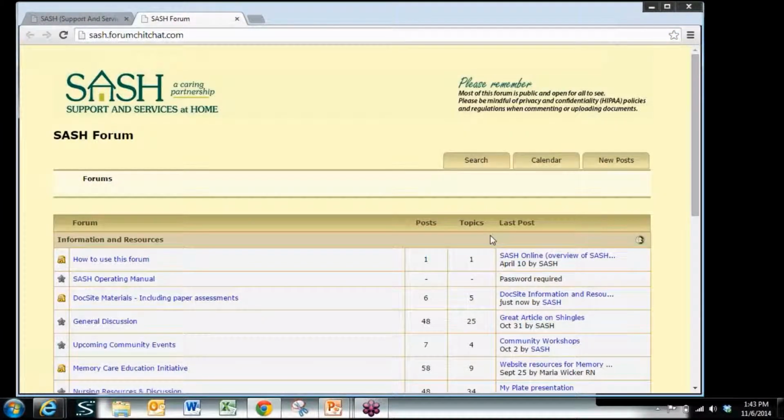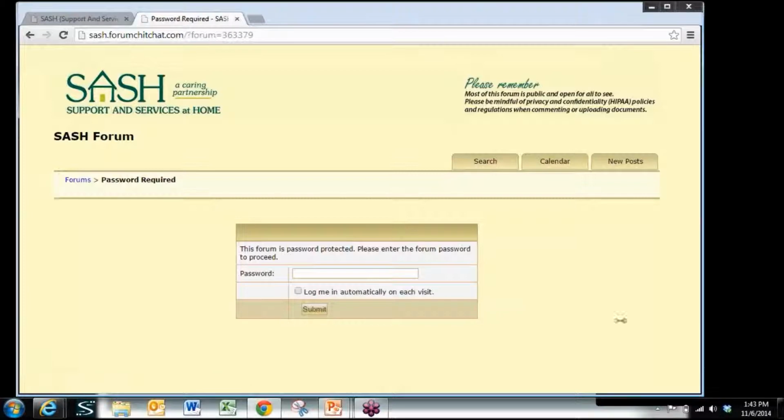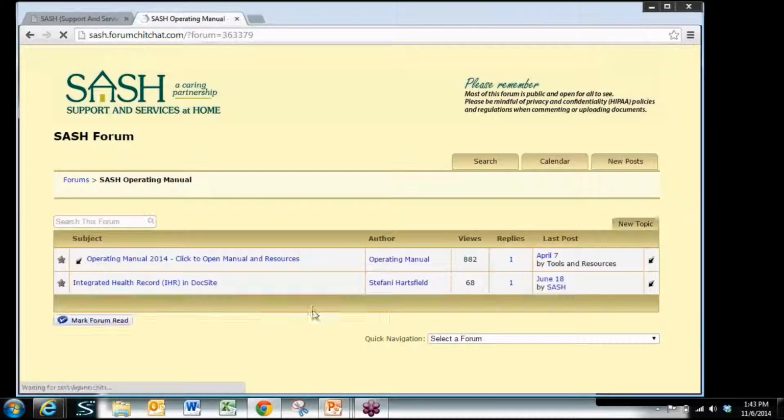Okay, and then here is where, as we've said before at our training, all things for SASH staff reside. So we want to go to the SASH Operating Manual. And you'll note here that it says password required. So here we're going to click on the SASH Operating Manual. There we go. Okay, so it is SASH User. Great job. So I'm going to punch that in, hit Submit.